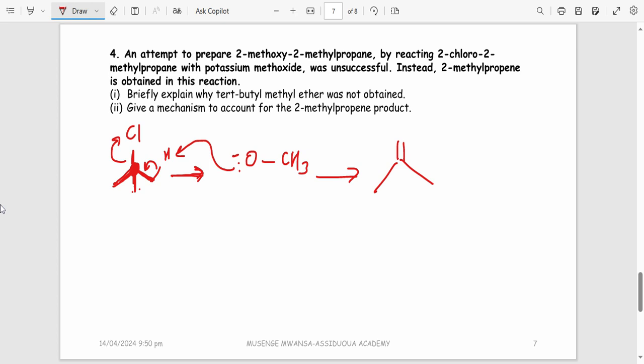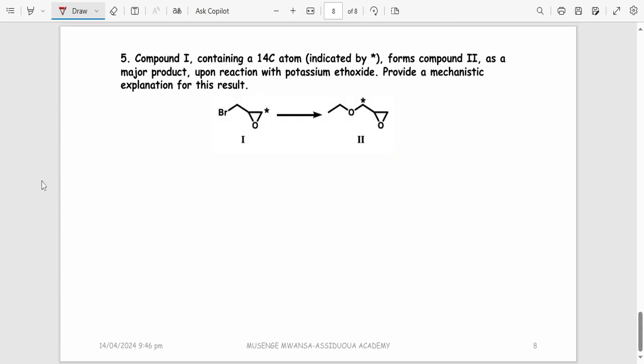Okay, so that is going to be it. The last question. Compound 1 containing a carbon-14 atom, indicated by a star, forms compound 2 as a major product upon reaction with potassium methoxide. Provide an explanation for this result.